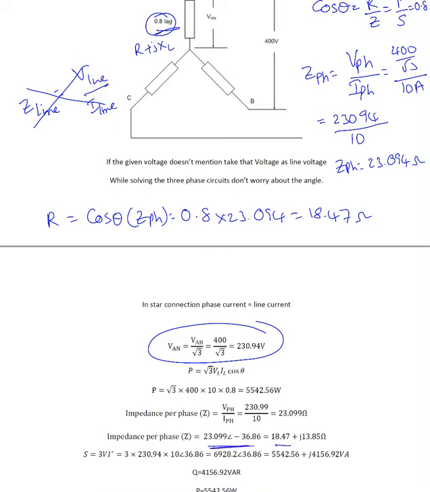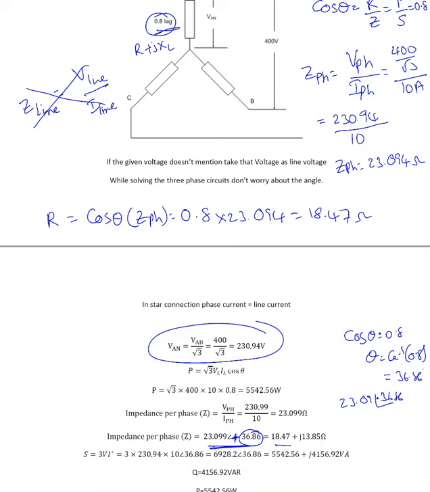What I did here, I found this angle 36.86, which is cos theta. Cos theta equal to 0.8. So theta is cos inverse of 0.8, which is 36.86. My apology, this must be plus angle though. So Z value is 23.09 at an angle of 36.86. If you convert this polar format into rectangular format, you will find R value and XL value.